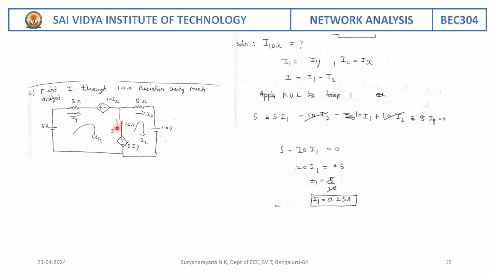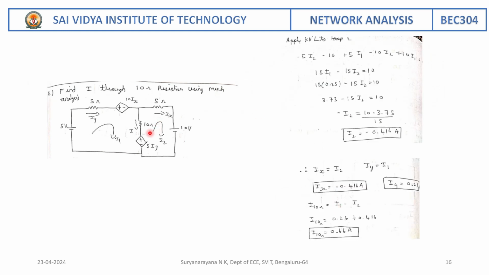So now here two currents are flowing through this 10 ohm, that is minus 10 I1 plus 10 I2, and here I am moving from plus to minus, therefore it is minus 5 Iy. What is Iy? Iy is I1, that is equal to 0. On simplification, I am going to get the current I1 as 0.25 ampere.